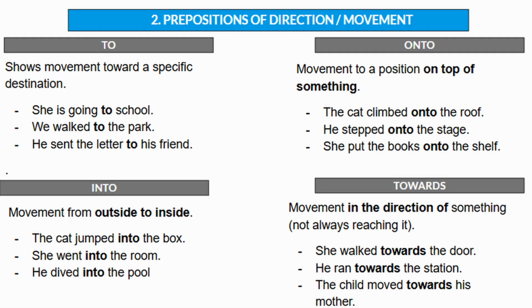We walked to the park means we were heading, direction, movement. We were heading to the park. We walked to the park. He sent the letter to his friend. If you listen well to this sentence, you understand that there is an arrow that shows the direction. He sent, you see, direction, movement toward a specific destination. He sent the letter to his friend.